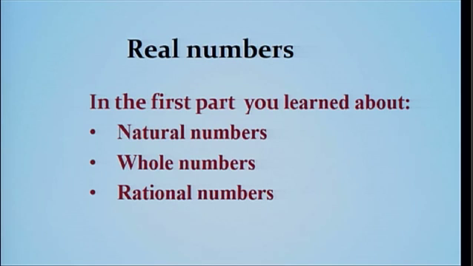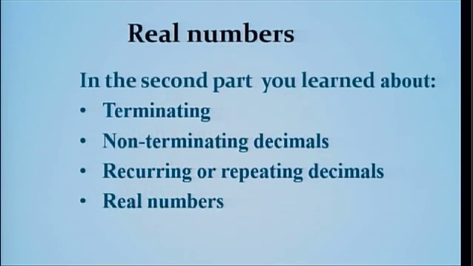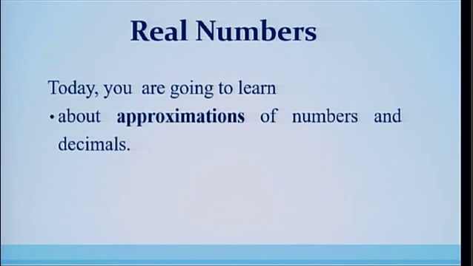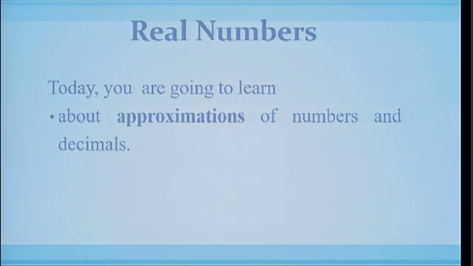This is the third and final part of this chapter. Remember that in the first part we talked about natural numbers, whole numbers and rational numbers. Then in the second part you learned about terminating and non-terminating decimals, recurring or repeating decimals, and about real numbers. In today's video, you're going to learn about approximations of numbers and decimals.